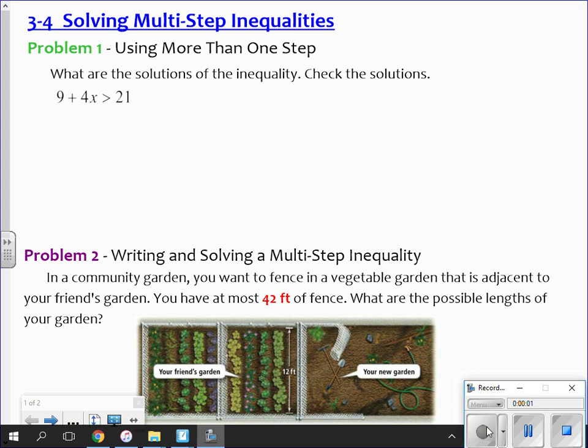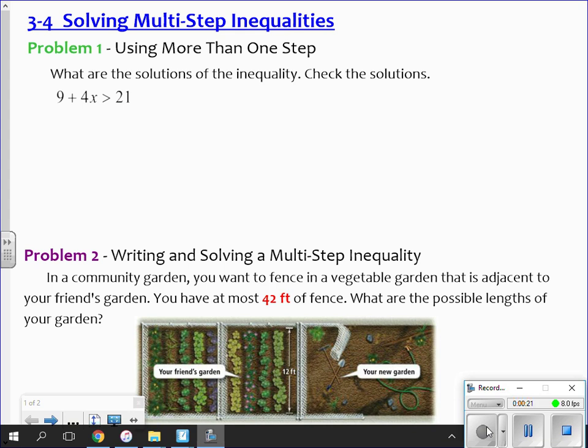Working on solving inequalities. We've done one-step inequalities by adding or subtracting, and by multiplying and dividing. Everything that you normally do with an equation is the same thing you do for an inequality, with one exception.